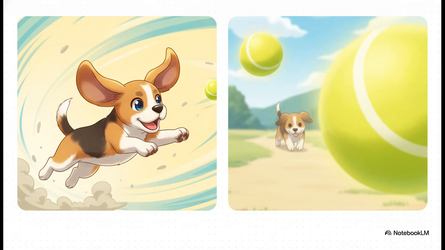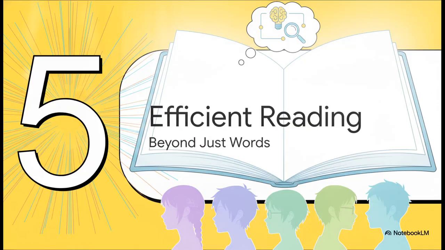The ball was chased by the dog. Suddenly, the subject, the ball, is passively receiving the action. Knowing when to put the actor front and center versus when to focus on the object is honestly a master-level communication skill. That brings us to Section 5, the power of efficient reading.